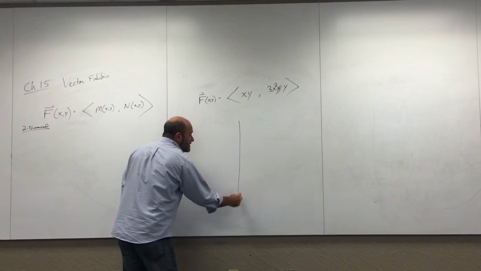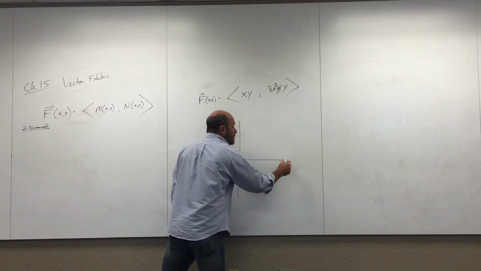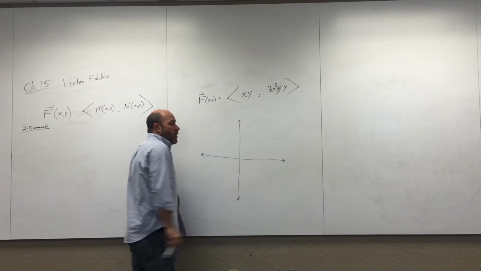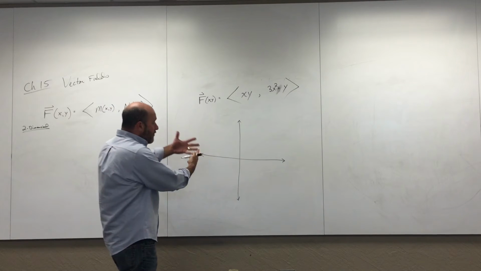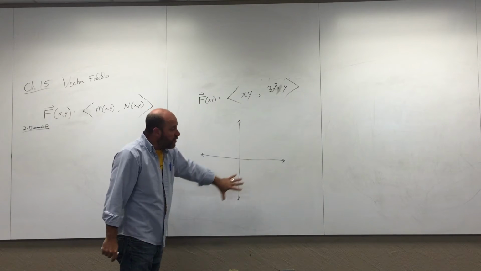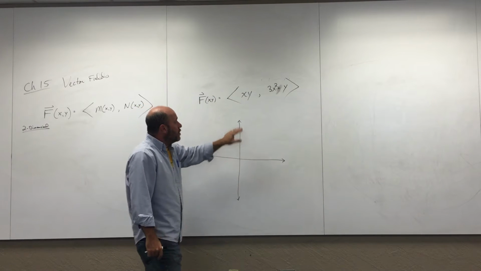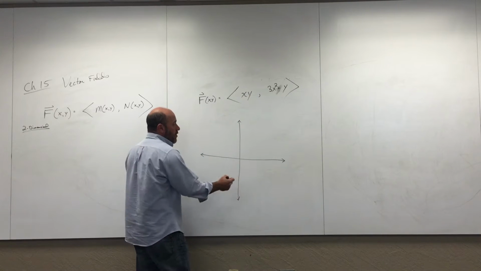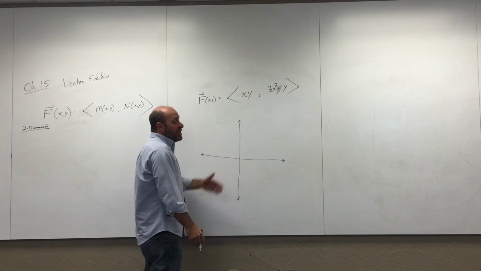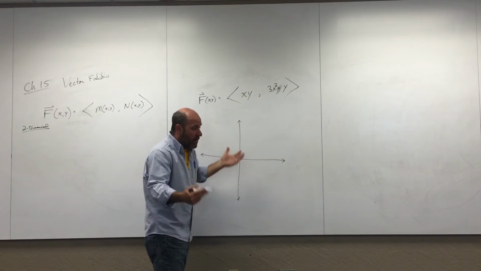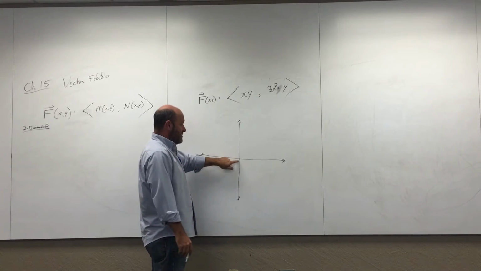Well, it means you can see it. What we do to plot a vector field, and this is very tedious, is this: it's a function, and for every point in the xy plane, we can plug it in here and we get a vector. So let's just try the point 0, 0. If you plug in the point 0, 0, you get the vector 0, 0. A picture of that is this dot right here.